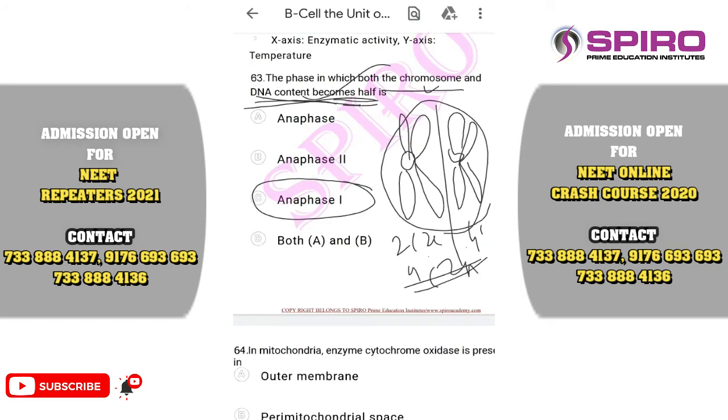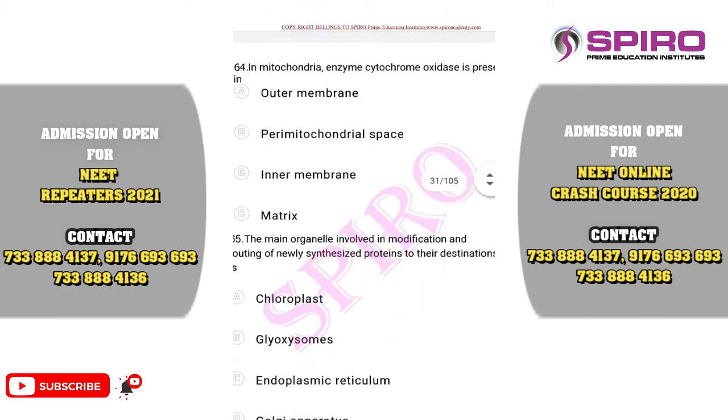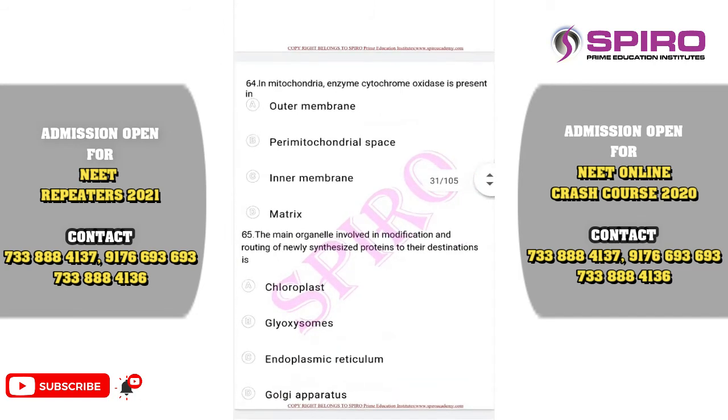Here what happens? Because the homologous chromosome is going to get separated, totally in one single cell you are going to get the 4C and the chromosome is going to get reduced. So the particular anaphase 1 is the exact phase where both these incidents are going to happen. So the correct option is yes. The question is very tricky and exact, very nice question. The correct answer is option C. So you should be very careful in answering these type of questions. You should read it once or twice.